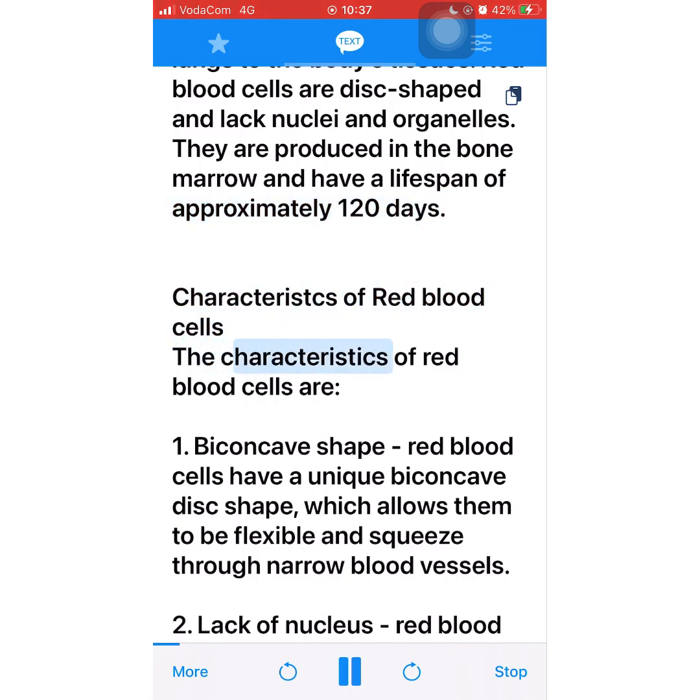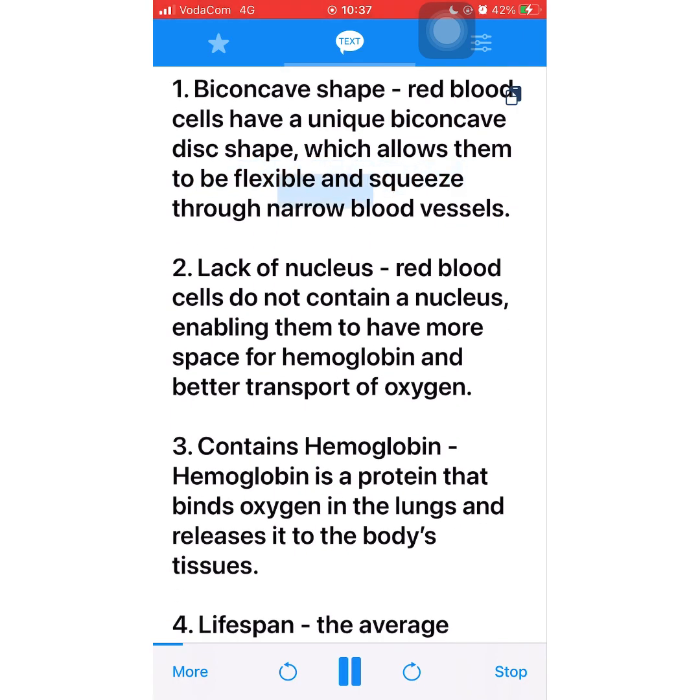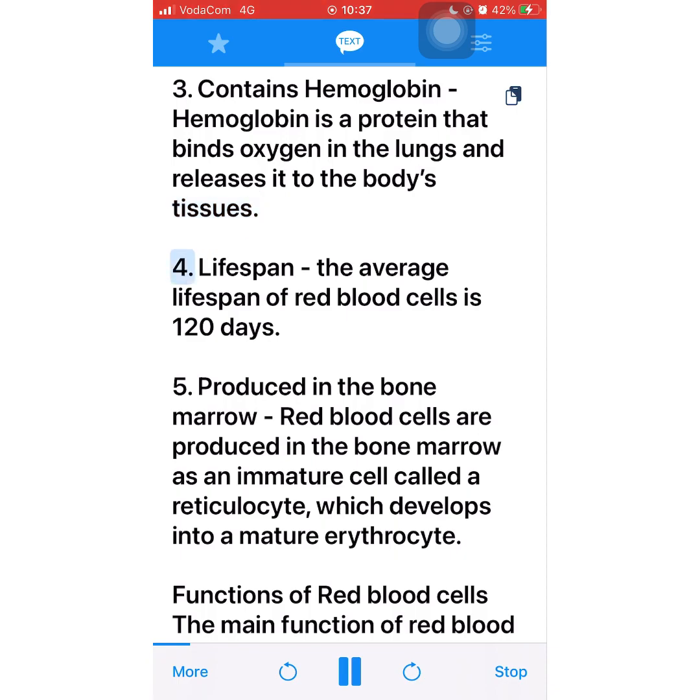The characteristics of red blood cells are: 1. Biconcave shape. Red blood cells have a unique biconcave disc shape, which allows them to be flexible and squeeze through narrow blood vessels. 2. Lack of nucleus. Red blood cells do not contain a nucleus, enabling them to have more space for hemoglobin and better transport of oxygen. 3. Contains hemoglobin. Hemoglobin is a protein that binds oxygen in the lungs and releases it to the body's tissues. 4. Lifespan. The average lifespan of red blood cells is 120 days.